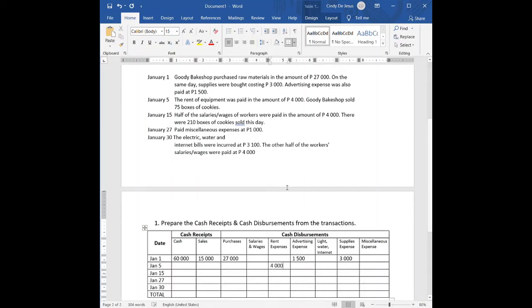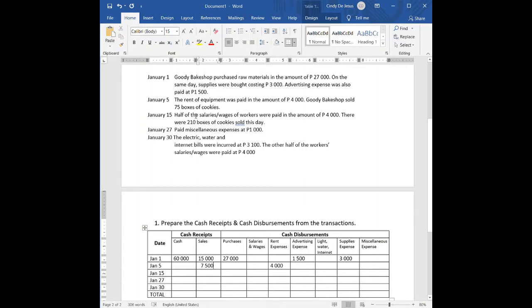4,000. Next to that, he sold 75 boxes. So, 75 times 100 is 7,500 on January 5. So, it's better if you align them all here so you don't get confused. Yes, 7,500. Now, let's go to January 15.